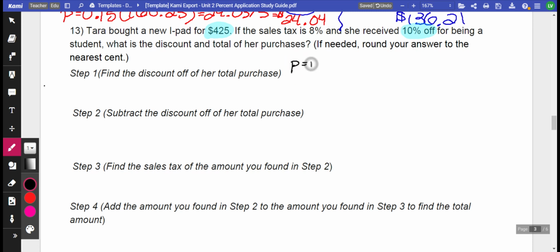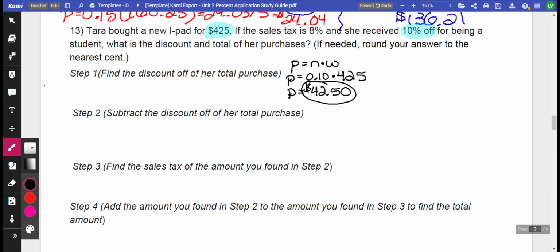So part equals percent times whole. I'm going to use the percent equation. We're solving for the part. We know that the percent is going to be 10%, and our whole is $425. Well, 10% of 425 is $42.50. So the discount is $42.50.